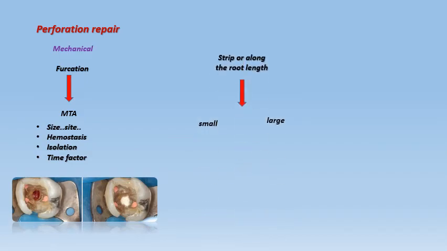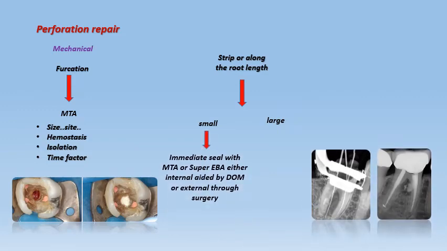If the perforation is stripped or along the root length and small in size, we can immediately seal it with MTA or Super EBA, internal or external by surgery. But if it is large, actually it is non-restorable, so I may need to remove the root in which the perforation occurred by hemisection or amputation. If the perforation is apical, we can go through the periradicular surgery as in the previous section.